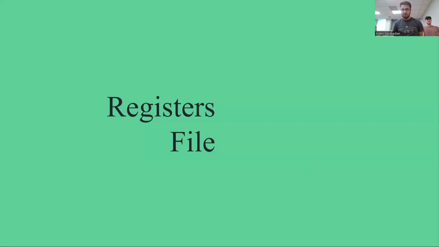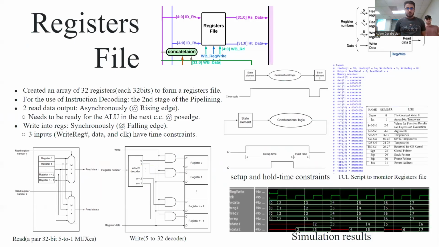Okay, so the first unit we're going to take a closer look at is the register file. A register file is 32 registers, each one with a width of 32 bits. And at least for the sake of this project, none of them have special functions except for the 0 register, but everything else pretty much acts like an S or a T register.